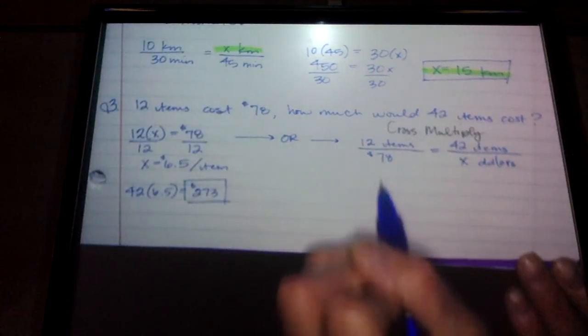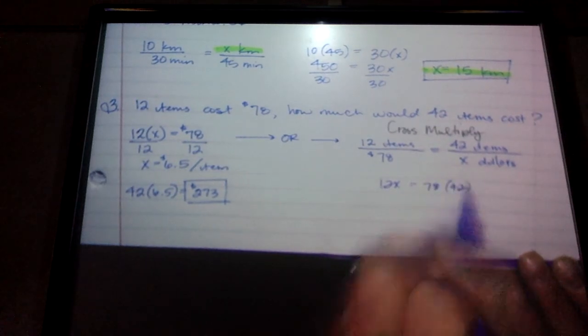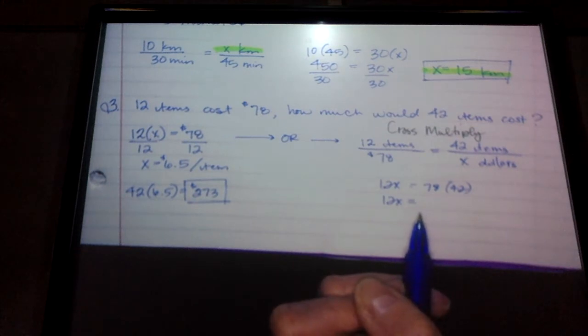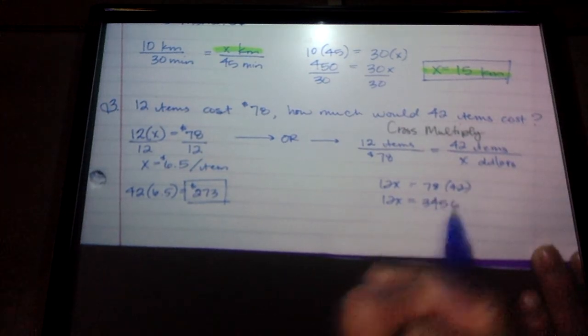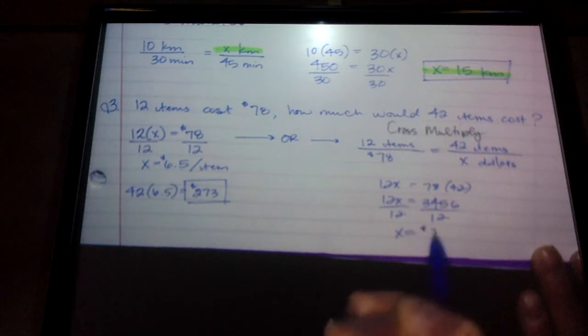And so 12x equals 78 times 42. So 12x equals 3,456. Divide by 12, and guess what x equals? $273.